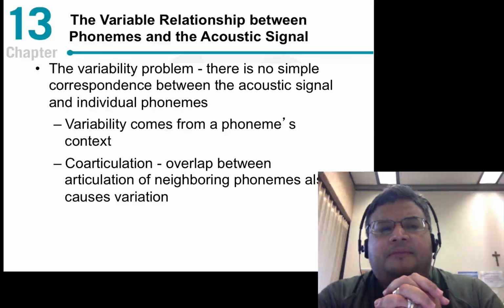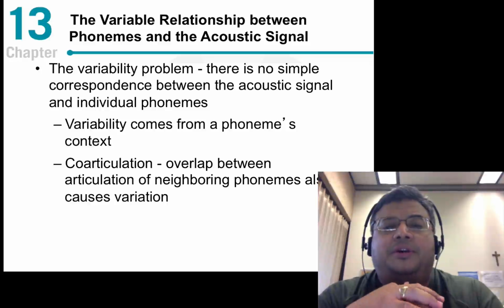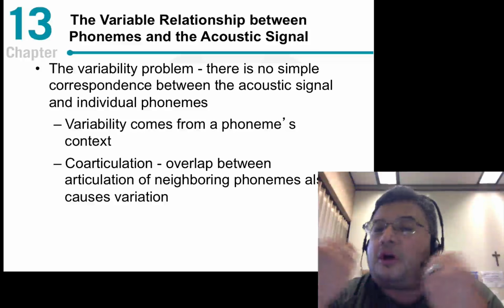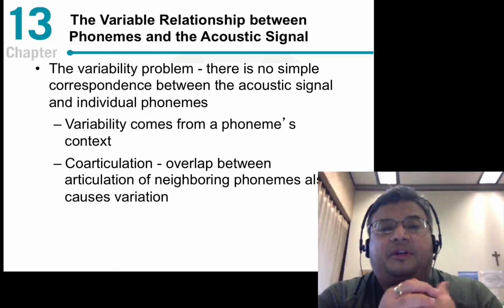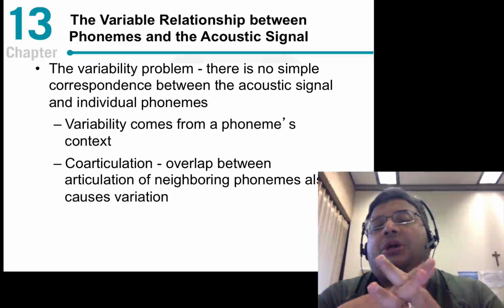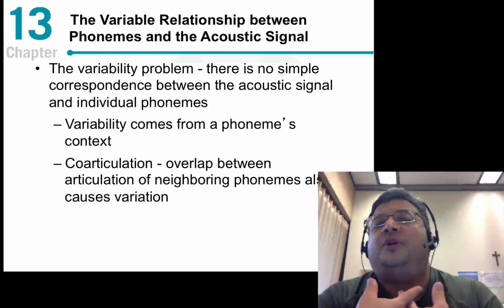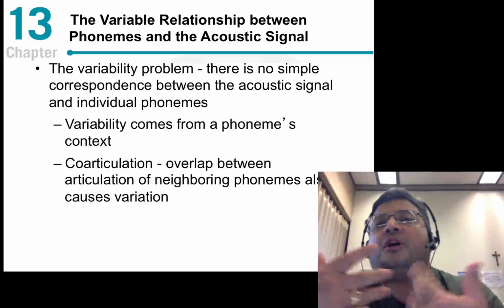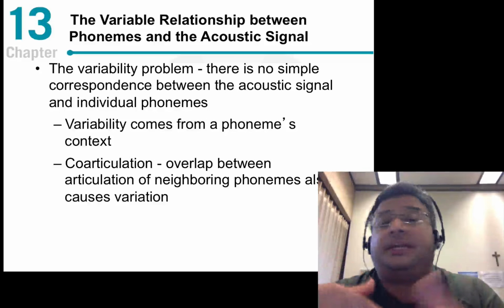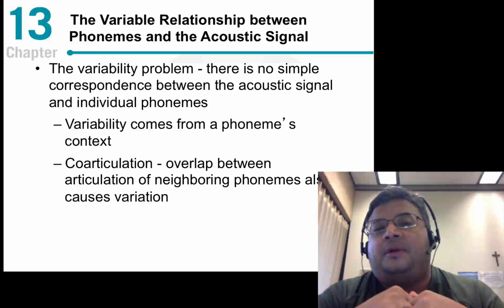are going to be interpreted differently based on the context. The other problem, the other cause of variability is what we call co-articulation. When we're talking, especially when we're talking really quickly and talking fast, there's overlap between the way the phonemes are articulated. This is one of the causes of different accents and dialects that you hear from different regions, even in the same language.